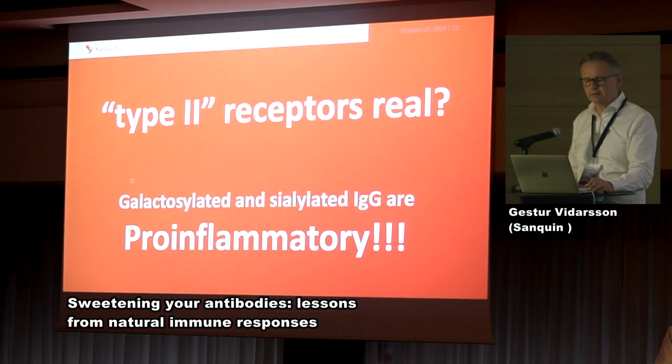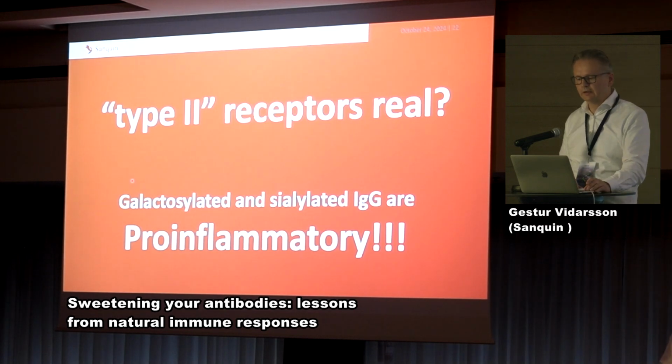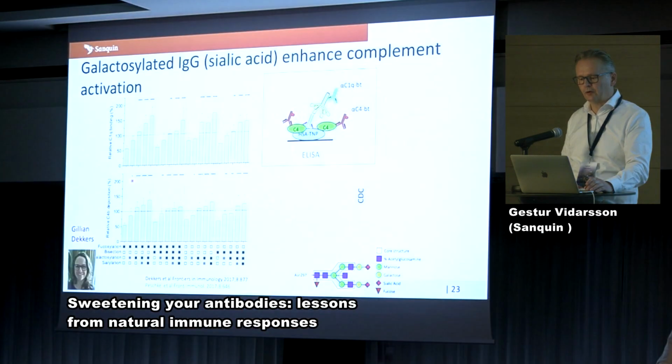because this is a fully human system, that these type 2 receptors are real, and that these highly galactosylated antibodies, instead of being anti-inflammatory, are actually the other way around: galactosylated antibodies are pro-inflammatory.